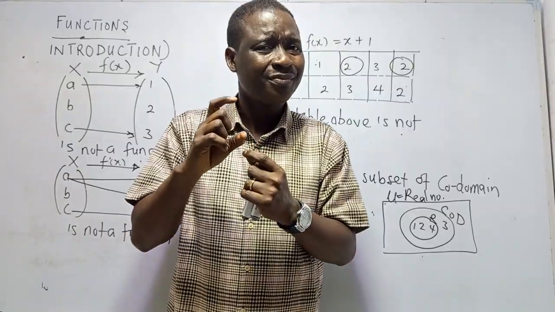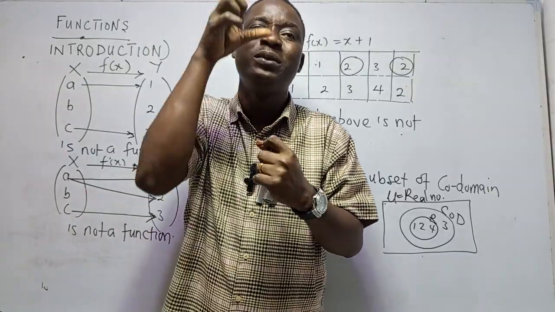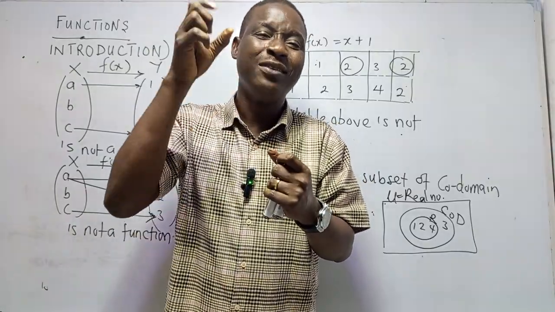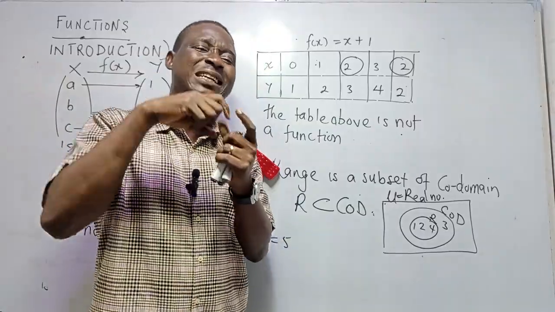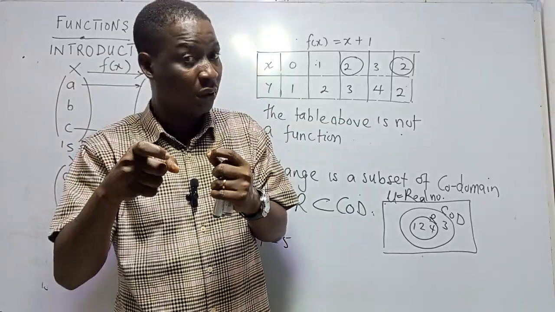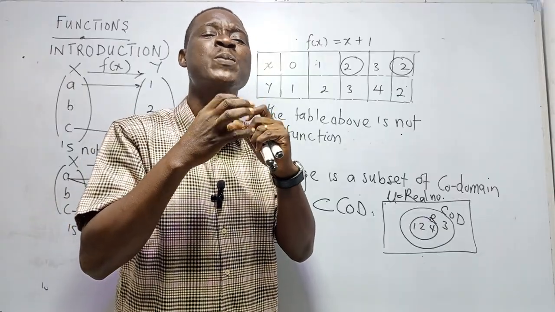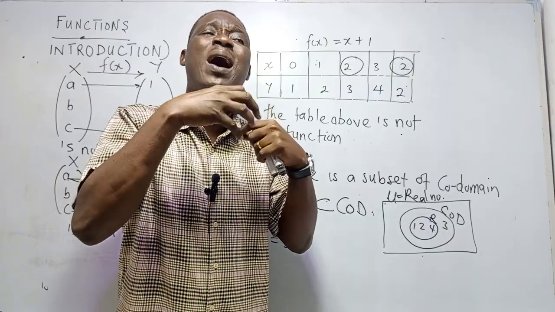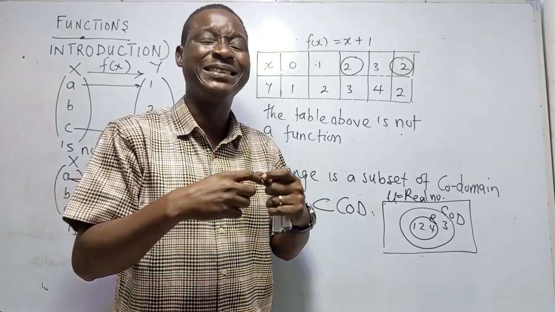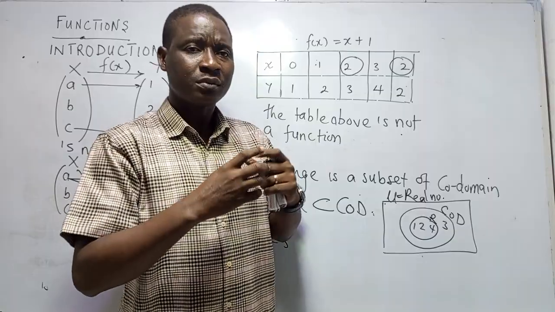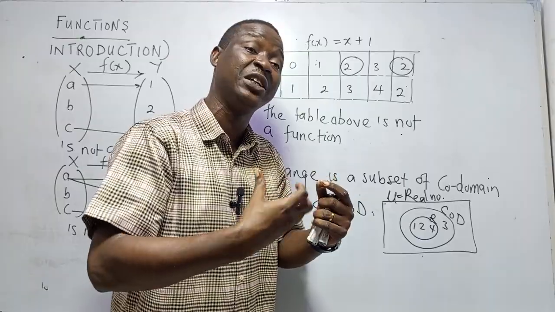Why we say that range is the actual output of a function, of a real number that is defined. That means it must be the actual output. What about the domain? The domain is what we call the actual input of a particular function that is defined.